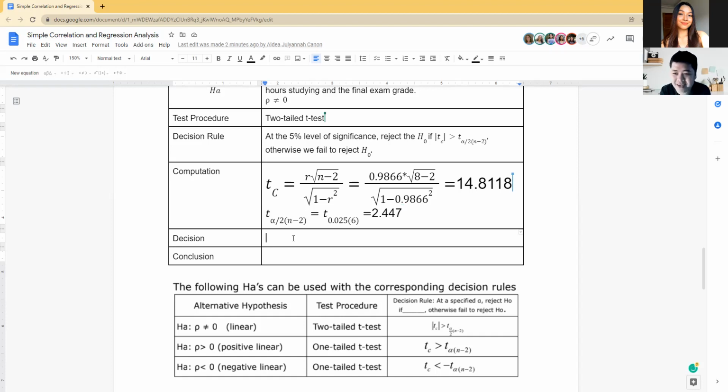For the decision, how do we do the decision again? We reject, right? Correct, we reject. Alexa said reject. So we reject. Who is this? Is this Aldea? Aldea, continue. We reject.